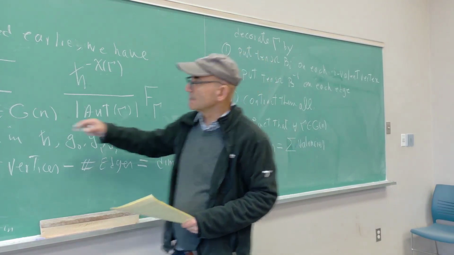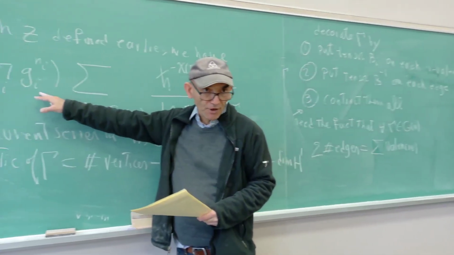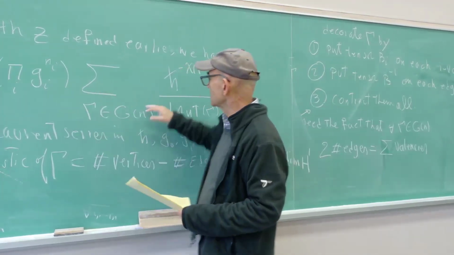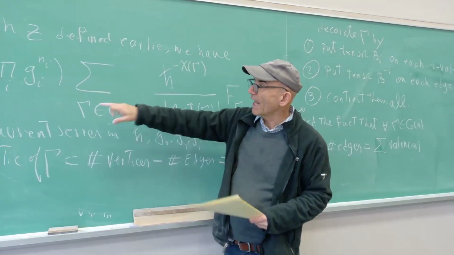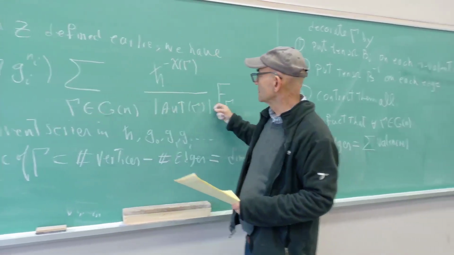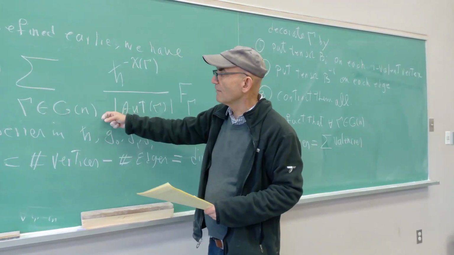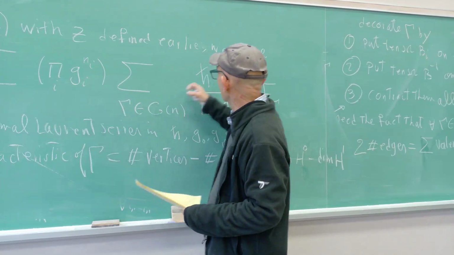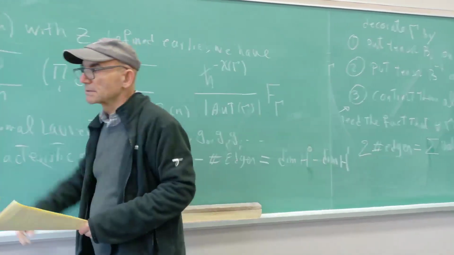One thing you should notice is that each term in the expansion is finite. So the coefficients here are finite, this sum, because for each n, Gn is finite. So this is a summation over a finite number of graphs. This is the variable part, and h bar is also variable.